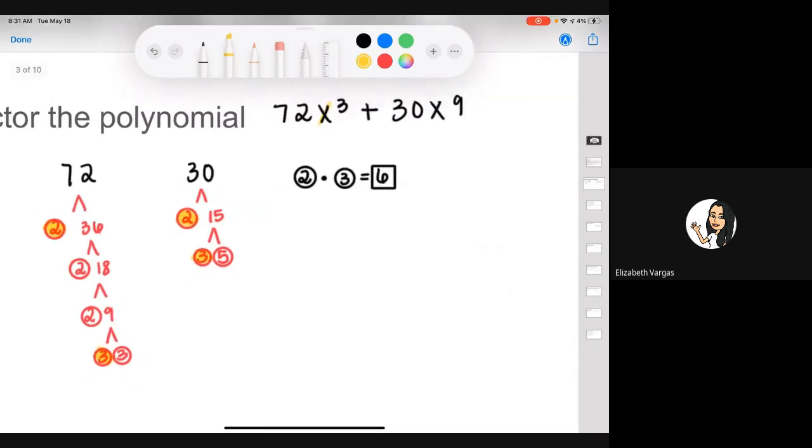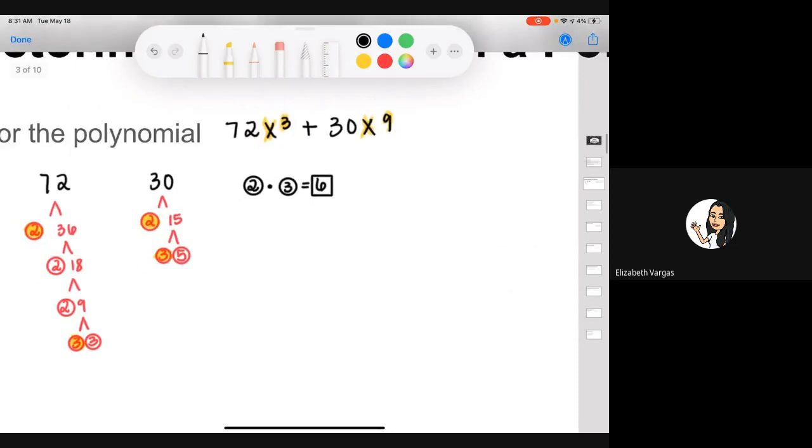What do I do with these x's? I have x cubed and I have x to the power of 9. Well, I can also derive a greatest common factor out of those. So I have x cubed, x to the 9. What you need to know is whenever you are comparing two x's together to find the greatest common factor, you want to take the one that has the lowest exponent. So 3 is obviously less than 9, and so you want to take the one that has the lowest.